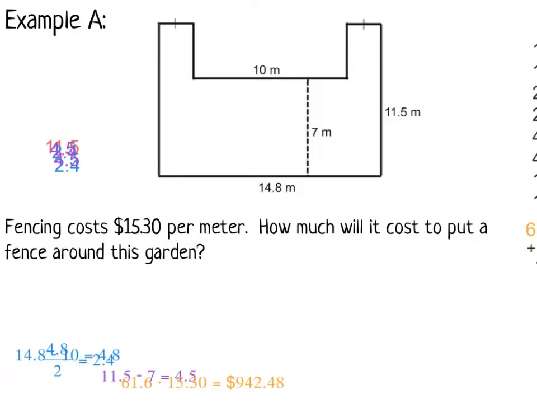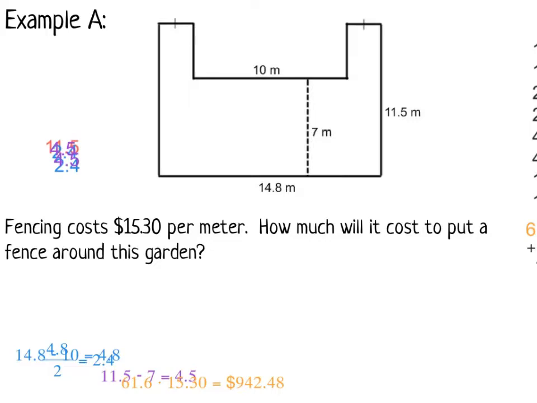Example A says, fencing costs about $15.30 per meter. How much will it cost to put a fence around this garden? Just like in real life, most things are not standard shapes. So I have a garden here, and it's not a regular shape. To find the perimeter, I need to find the distance around the outside.